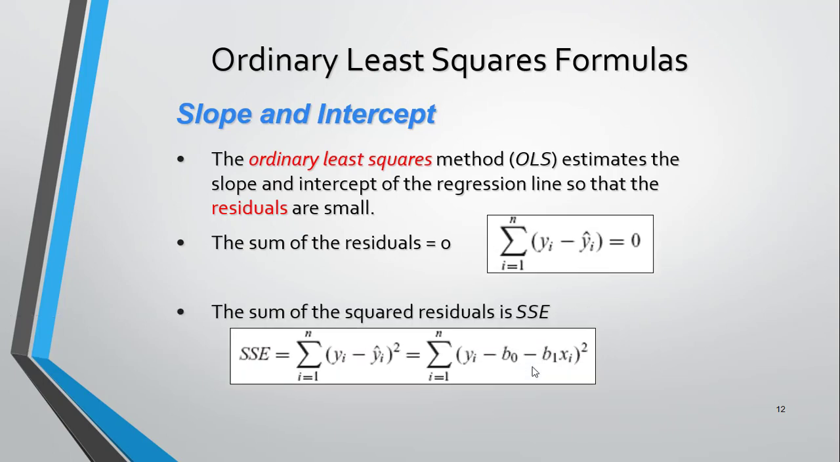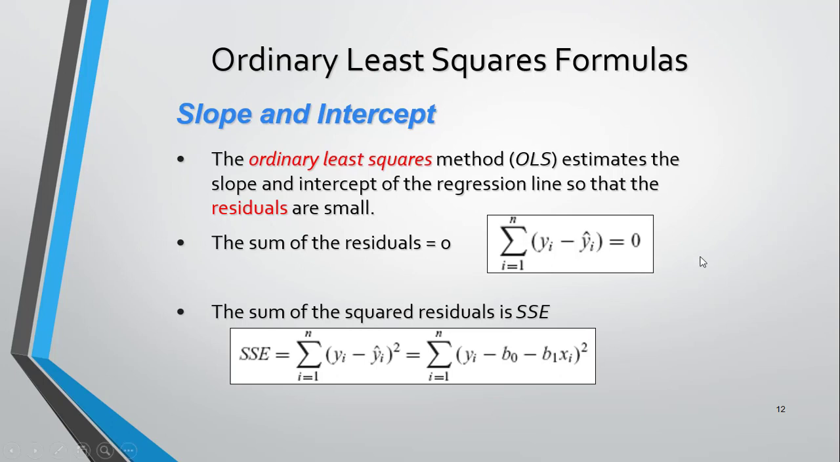The ordinary least squares method, or OLS, estimates the slope and the intercept of the regression line so that the residues are small, and the sum of the residues is 0. So remember, if you have a bunch of dots between x and y on a scatter plot, there are many ways for you to draw the line that represents the relationship. It's not always possible that all the dots are exactly on the same line. So it's a cluster, but forming something close to a line.